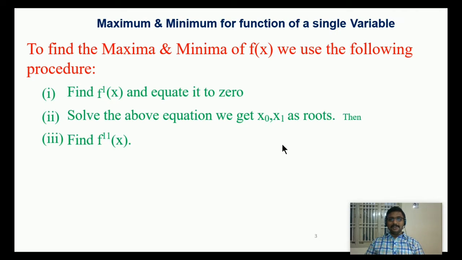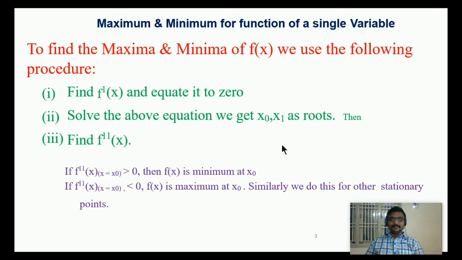Then in the third step, we compute f double dash of x. F dash of x and f double dash of x are the derivatives of f of x with respect to x. If f double dash of x at the point x naught is greater than 0, then f of x has a minimum value at x naught. If f double dash of x at x naught is less than 0, then f of x has a maximum value at the point x naught. Similarly, we do this procedure for other stationary points.